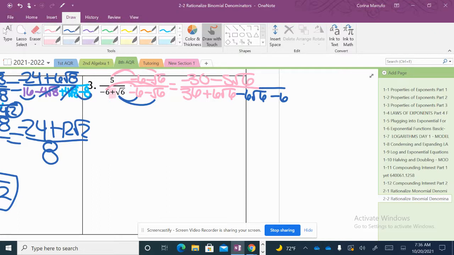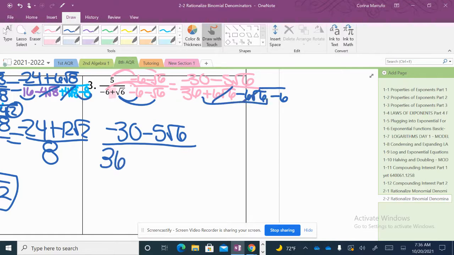The top part is going to stay the same, negative 30 minus 5 and the square root of 6. On the bottom, we have 36. These end up canceling each other out because they're the exact same thing, and one's positive and one's negative. And then here we have minus 6, so 36 minus 6. 36 minus 6 gives me 30. So I'm going to go ahead and divide it by 30.